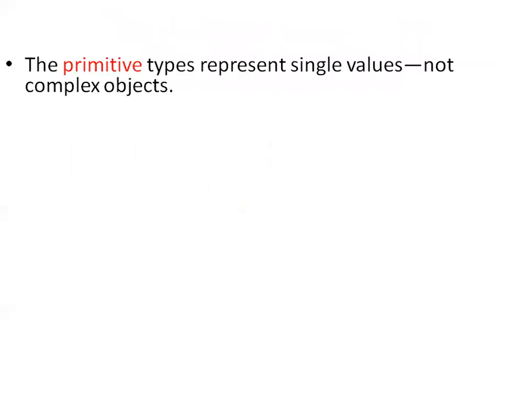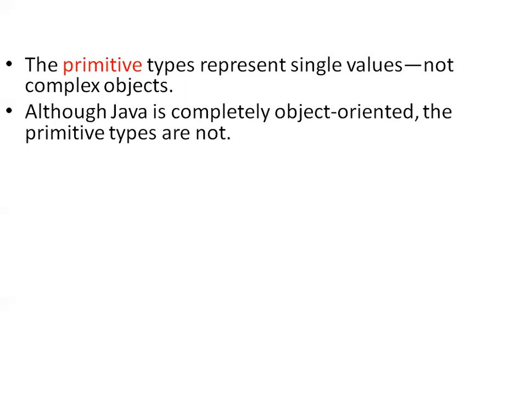Now, primitive types represent single values. Please remember, all the primitive types represent single values, not complex objects. So you cannot define complex objects using those primitive types. When you say int A, you can store only one value in that. If you say char ch, you can store only one character. Only a single value can be stored by using these primitive types.